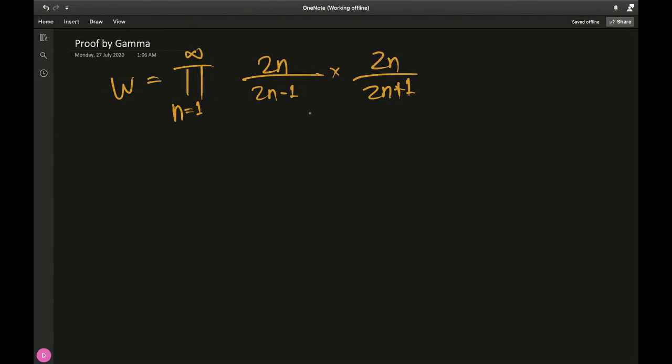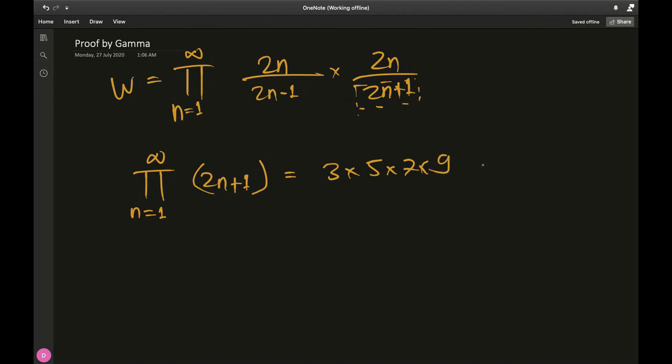Okay, so now I urge you really to look at this 2n plus 1 over here. Just considering 2n plus 1 in this infinite product, say product from n equals 1 to infinity of 2n plus 1. Forget that it was part of the denominator of this Wallis product. 2n plus 1 is actually 3 times 5 times 7 times 9, going on till infinity.